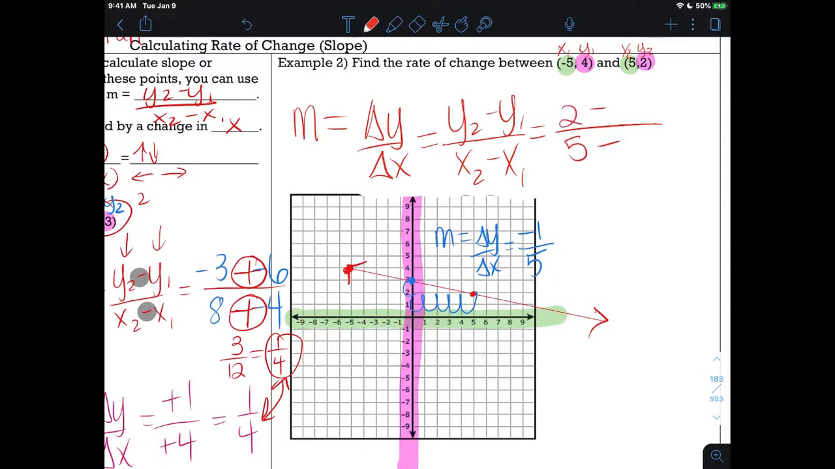5, 2, -5, +4. Okay. So over here I see a double negative. 2 minus 4, -2/10. -1/5. And that matches exactly.